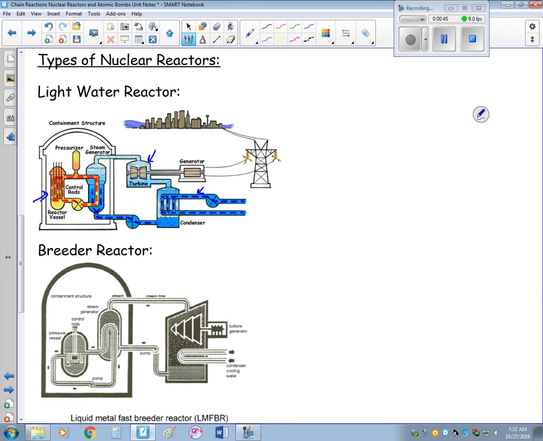So this uses normal water, not heavy water, and the moderators slow neutrons without absorbing them. Basically, it's a very, very simple design, and this is the most common nuclear reactor that we have in the U.S. It's kind of a flawed design. It uses uranium, which is very expensive, and as it uses the uranium, it gets used up, and it produces nuclear waste. But again, it's a very simple design and it's easy to build.